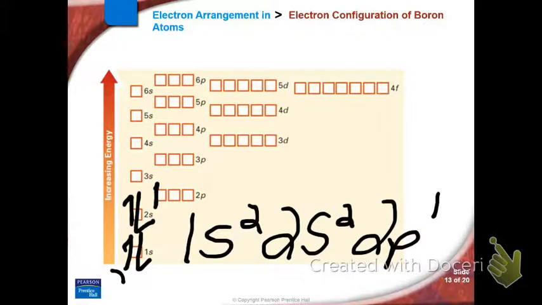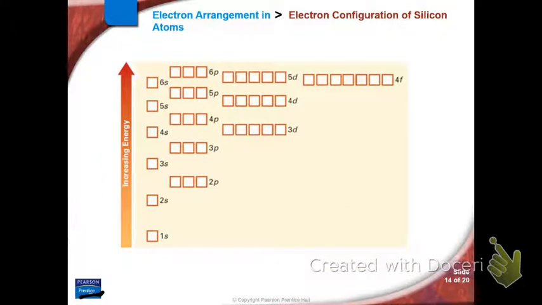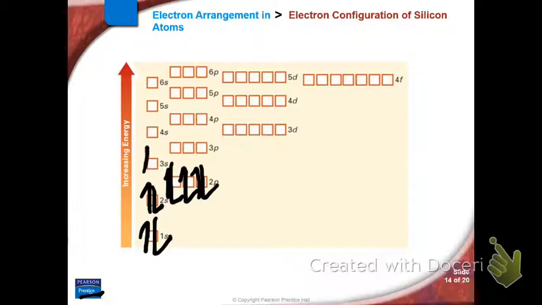Let's try one more. Electron configuration of silicon. Silicon's atomic number is 14. Here we go. 1, 2, 3, 4, 5, 6, 7, 8, 9, 10, 11, 12, 13, 14. Notice how we're following all 3 rules. Start at the lowest level. Each box has opposite spin. Get everything spinning in one direction before you start the other direction.